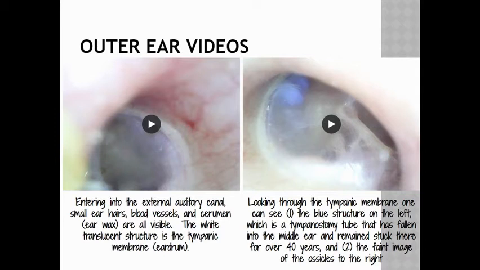When I was young, I had tubes put in and I was 4 years old. And we just assumed that they had fallen out and everything was fine as I got older. And then when I was in college, I could actually hear a rattling in my head. And when I went to the doctor, they found that I still had a tube that had actually fallen into my middle ear and it is still there. And so that's what you see in that video. You see that blue structure that is one of the tubes that was placed in my ear over 40 years ago.